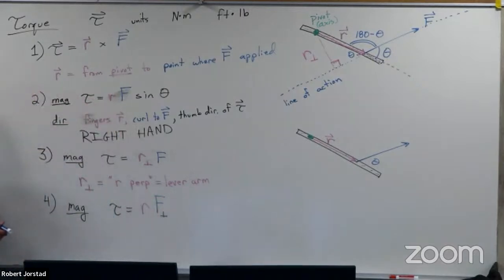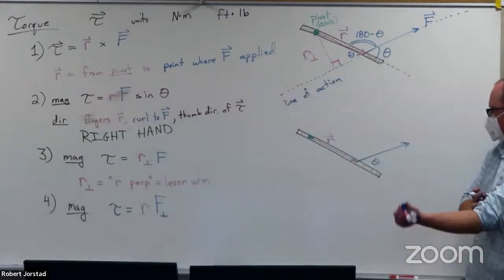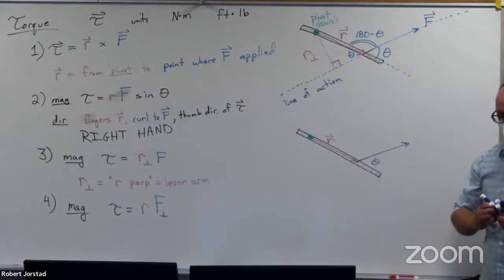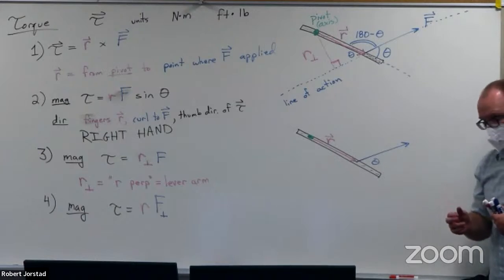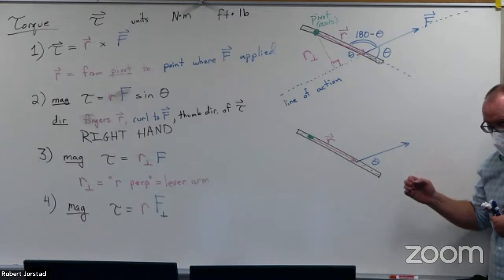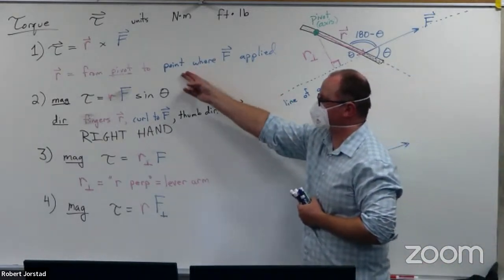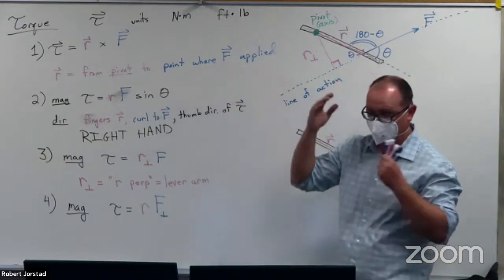F perp. Now in this case, let's see if I can do this right. We are now into a new phase of free body diagrams where you need to draw forces at the point where they are applied. Why? If you want to get the torque right, you need to use the point where the force is applied. That means you have to draw your pictures better.